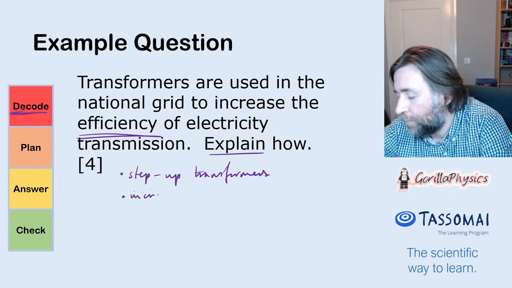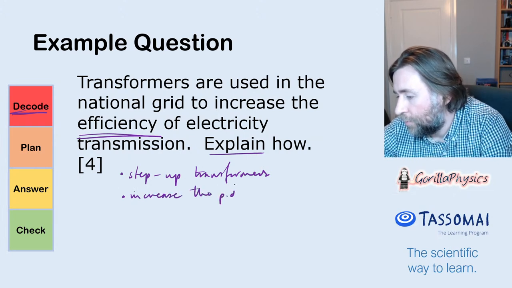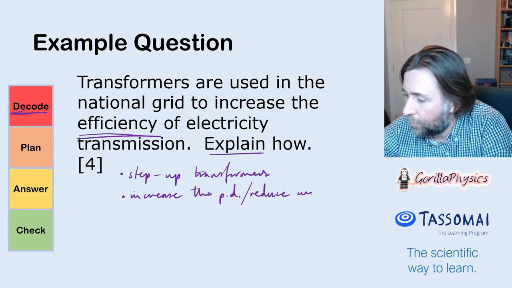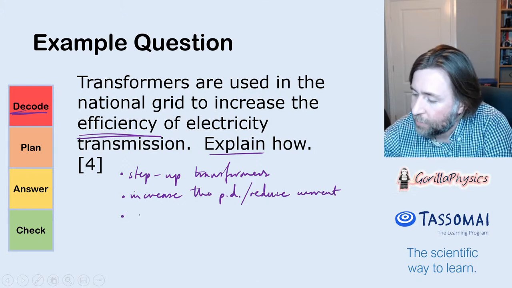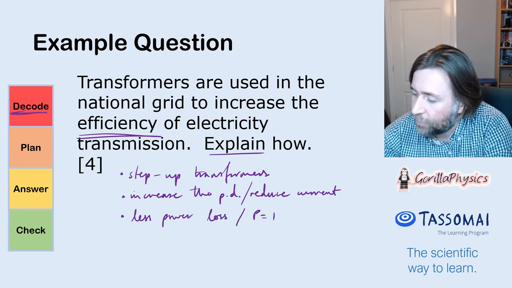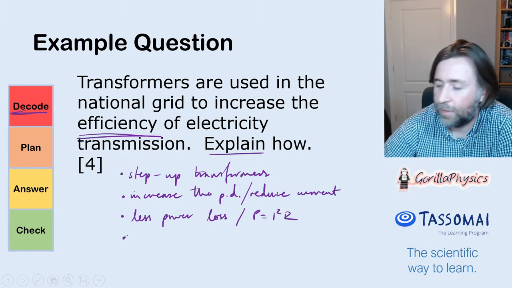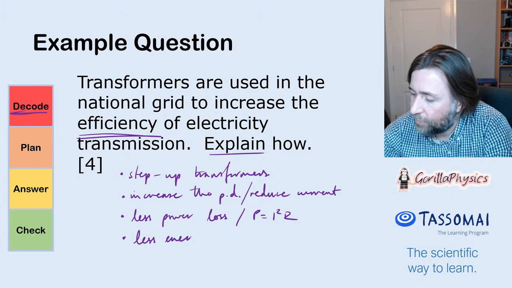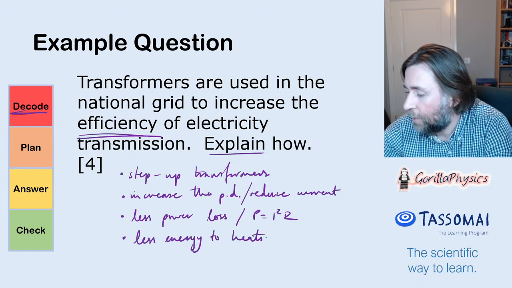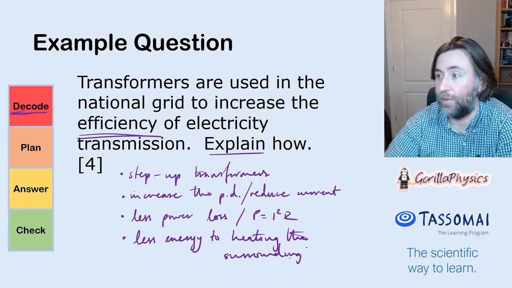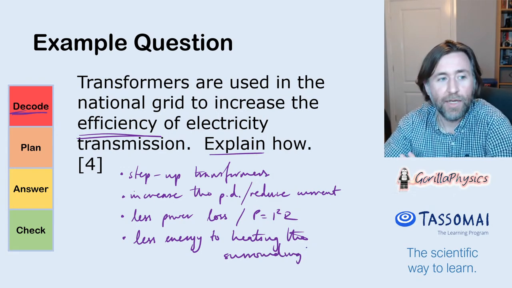They increase the PD, which reduces the current. So I'm going to leave that as one marking point. Okay, and this means less power loss, or reference to I squared R power. And finally, therefore, the wires don't get as hot. There's less energy transferred to the surroundings, less energy heating the surroundings. You could have less waste energy or less energy dissipated as a good one for that last marking point. Okay, I hope that makes sense.